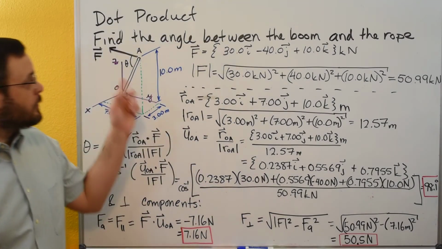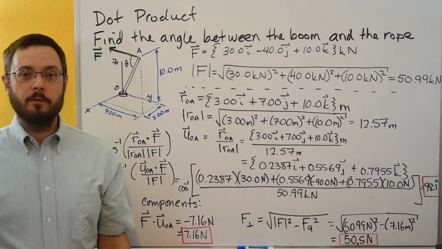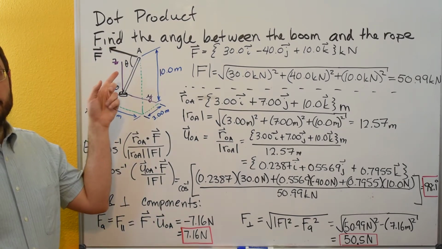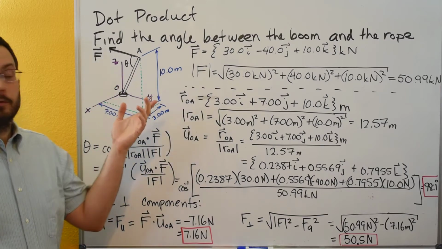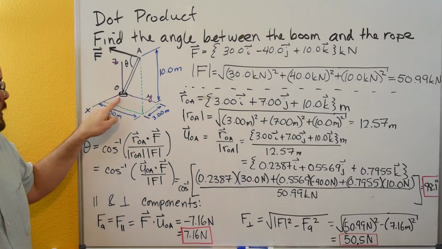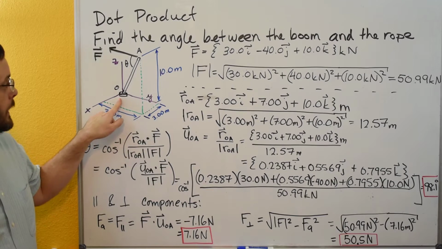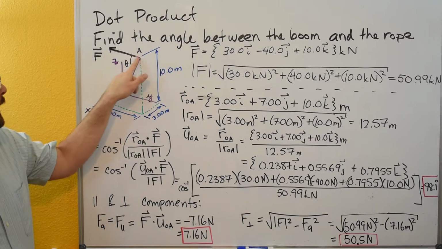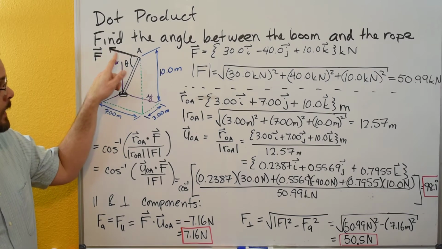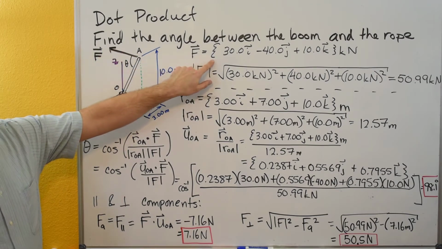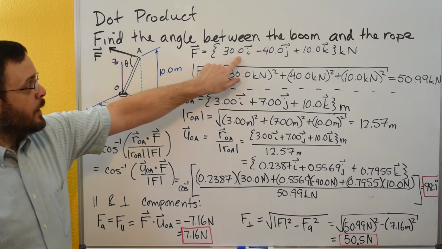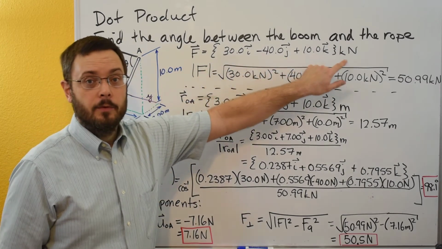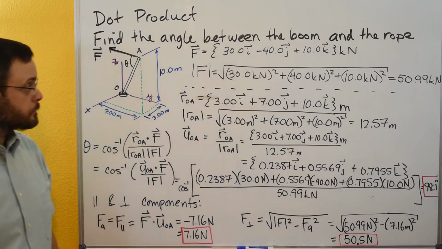So in this example, we're going to look at some applications of the dot product. This first part, we're going to use the dot product to find an angle between two vectors. We have a boom that goes from the origin out to point A, and then we have a force vector F that acts on the top of the boom. The force vector is given in the problem statement as 30i minus 40j plus 10k with units of kilonewtons.